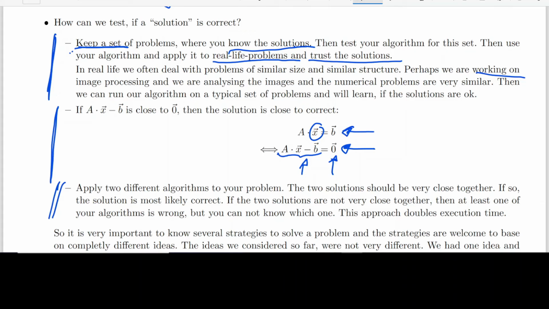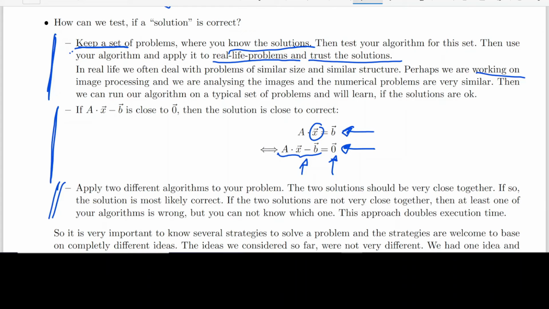The mathematical logic here is, if the two solutions were incorrect, then the probability is close to 0. Two solutions calculated with completely different algorithms can't both be wrong. If they are very close together, that is a very good indication that it must be the correct solution. So we can test like that.